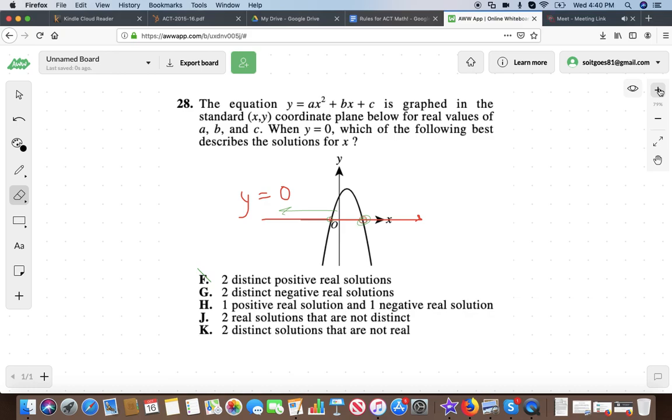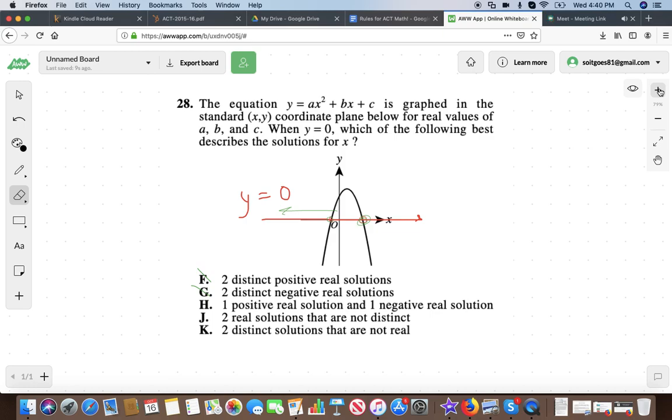Try G. Two distinct negative real solutions. One of them's not negative, so G's gone. What about H? One real positive solution and one negative real solution. Yes, that sounds pretty good. Let's check the others, though.